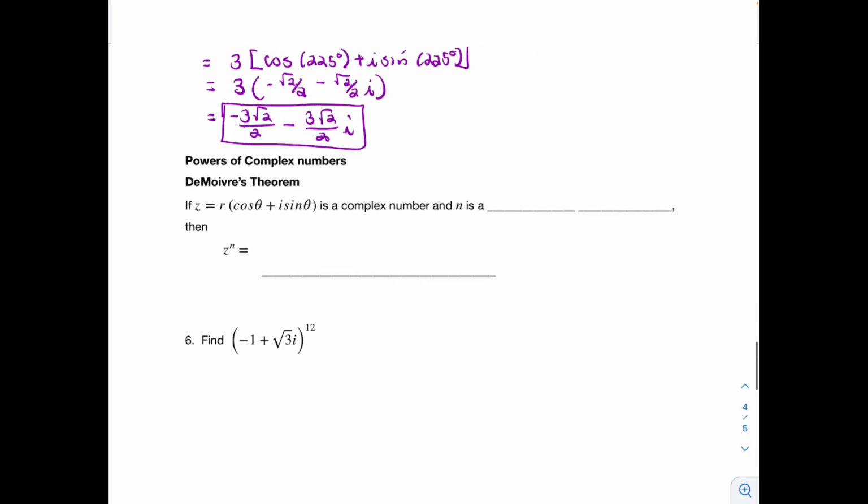Okay, what if I want to take a complex number and raise it to powers? To do this, we use what's called de Moivre's theorem. De Moivre's theorem simply says that if you have a complex number written in polar form and you want to raise it to an nth power, as long as n is a positive integer, then z to the n is equal to r to the n times cosine of n theta plus i times sine of n theta.